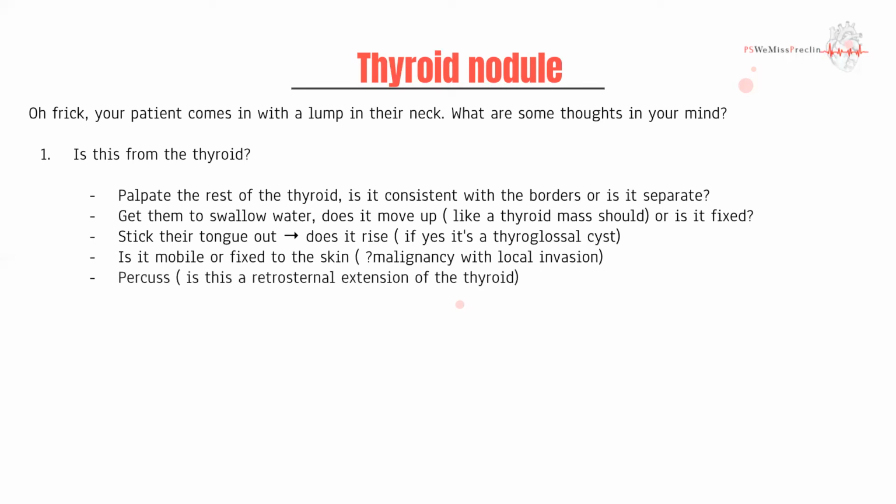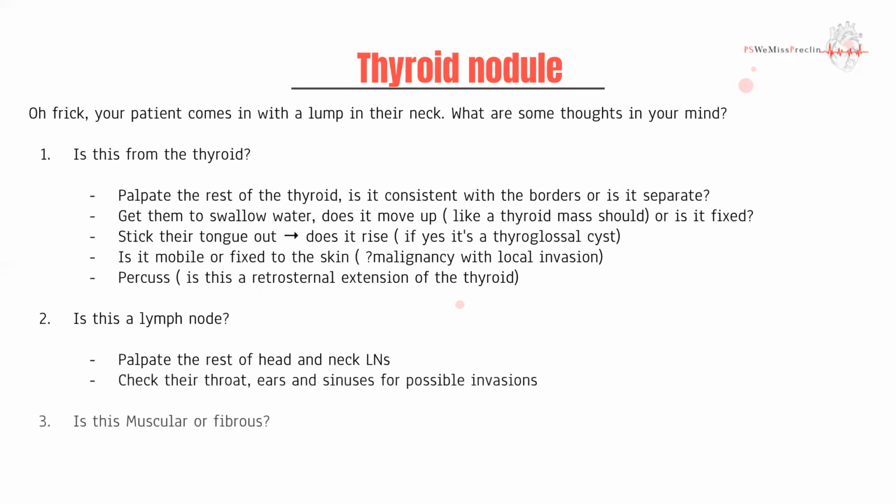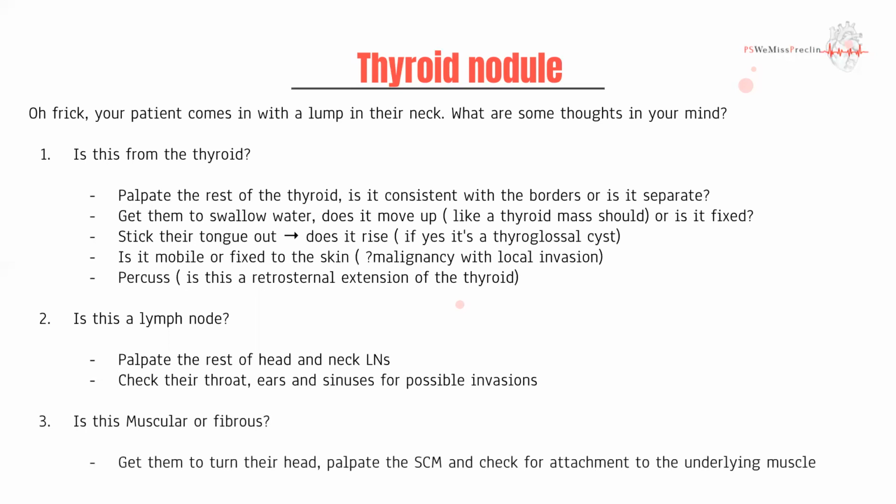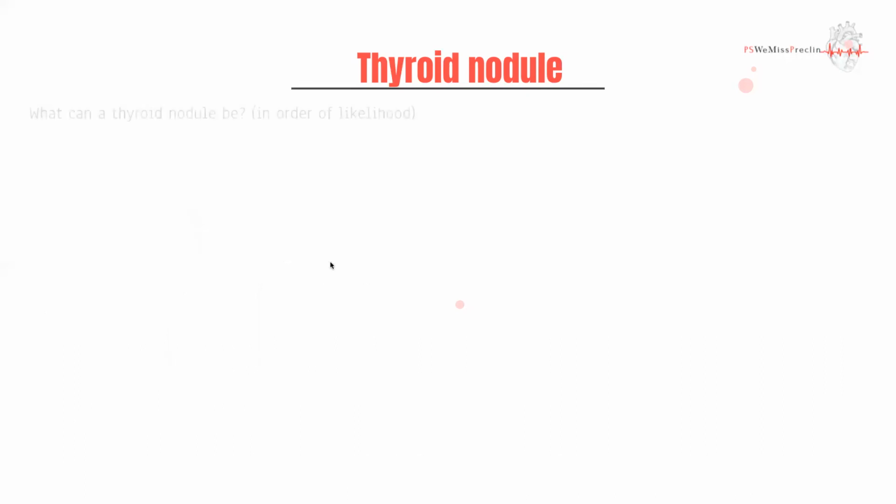Lastly, you can also percuss and see if there is any retrosternal extension of the thyroid, but this is more so to be seen in massive goiters. Second, is it a lymph node? So palpate the rest of the head and neck, assess lymph node status. Is it painful? Is it painless? And obviously, if they have things like weight loss or symptoms of a particular system malignancy, look out for that. And is it muscular or fibrous? Get them to turn their head and palpate the sternocleidomastoid and see if it is attached to the underlying muscle.